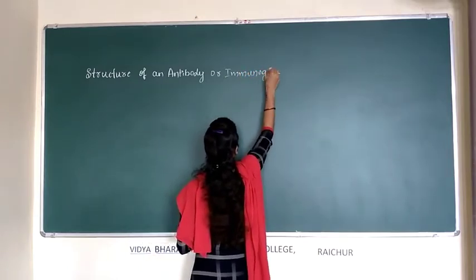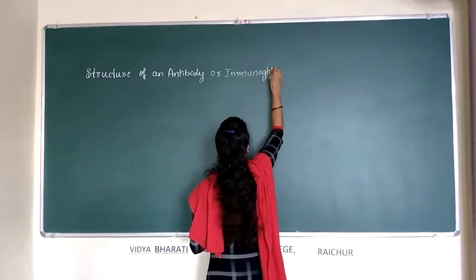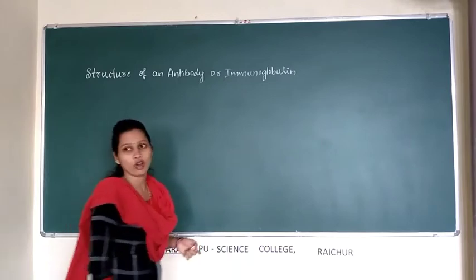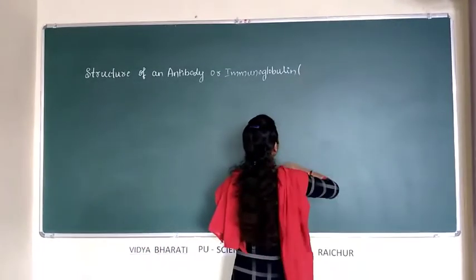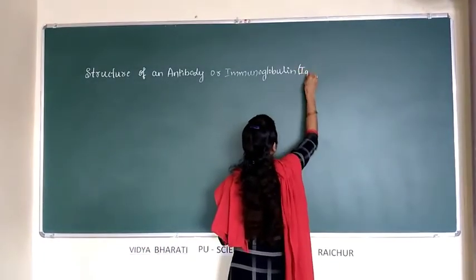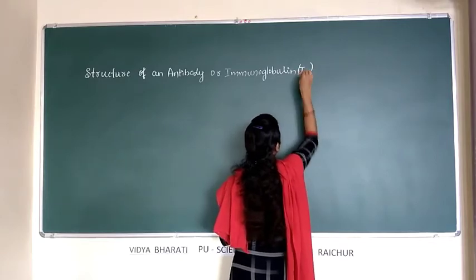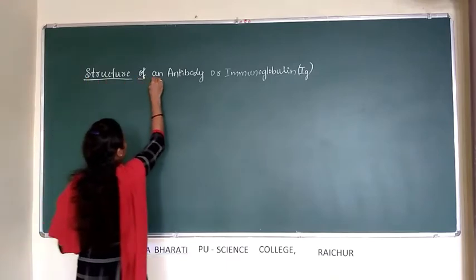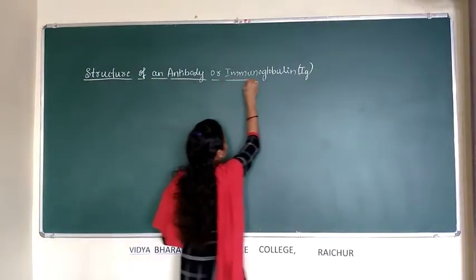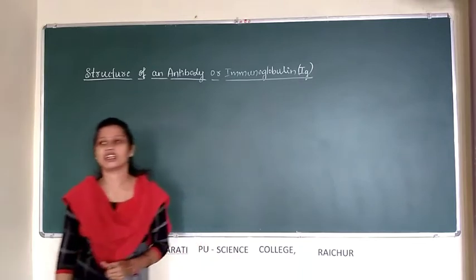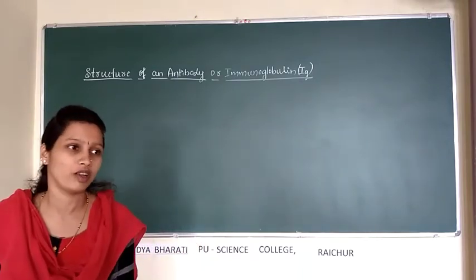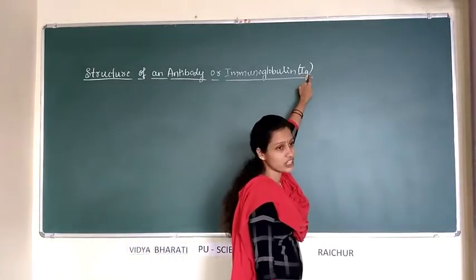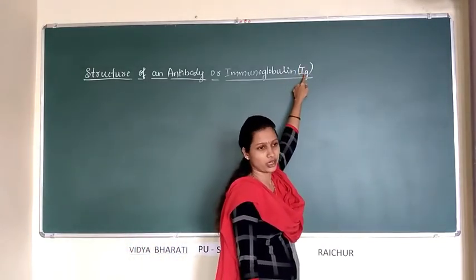Structure of an antibody or immunoglobulin. Immunoglobulin is represented as Ig, capital I, small letter g.